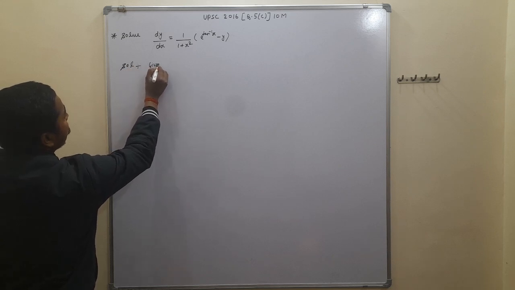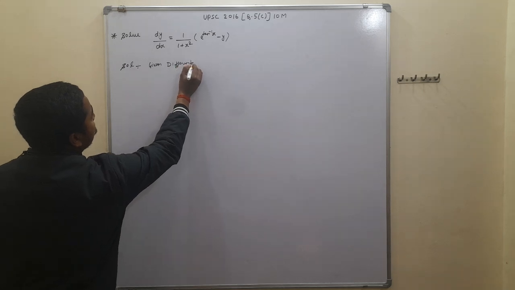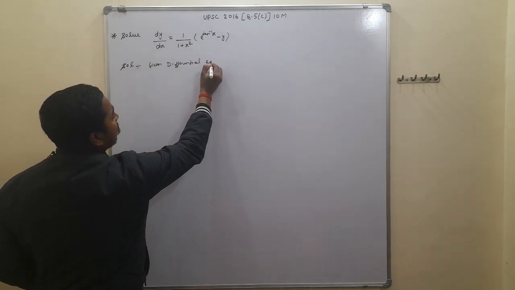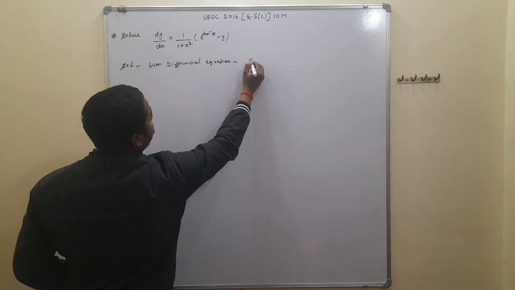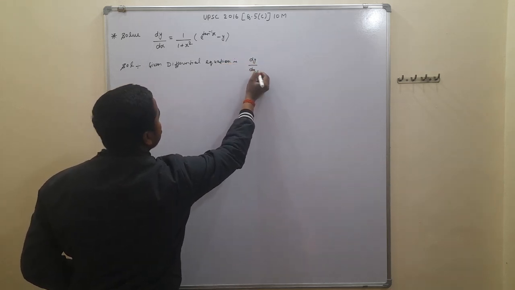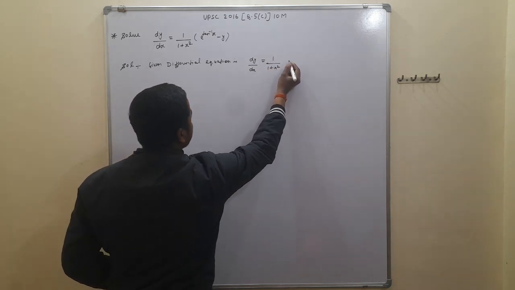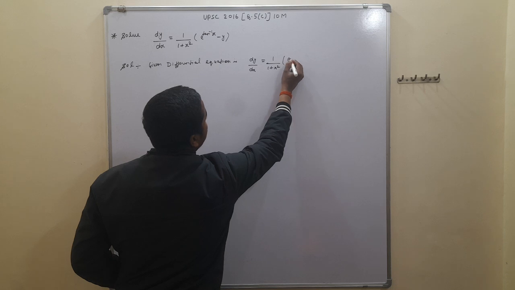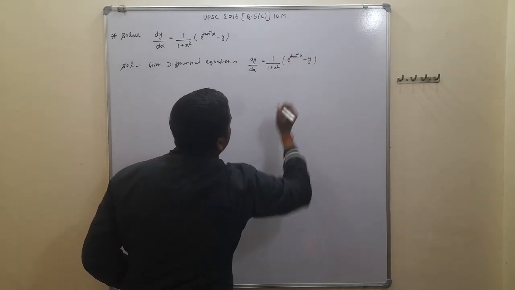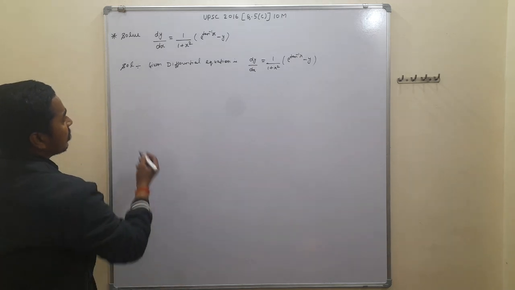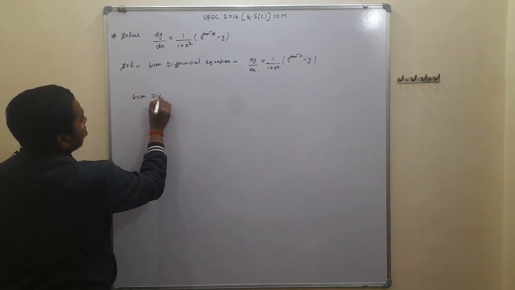Given differential equation is dy by dx is equal to 1 upon 1 plus x square into bracket e to the power of tan inverse of x minus y.